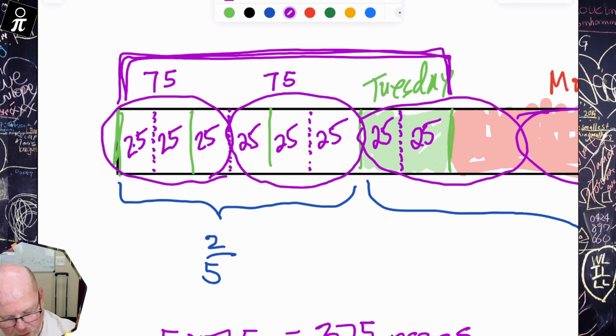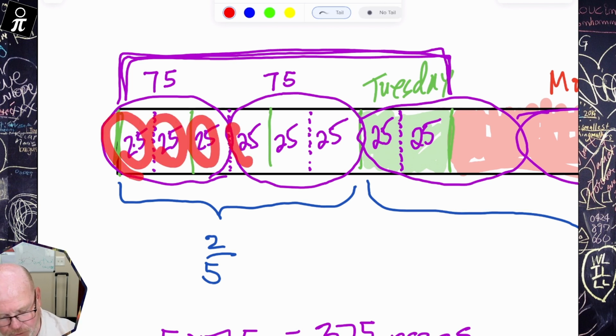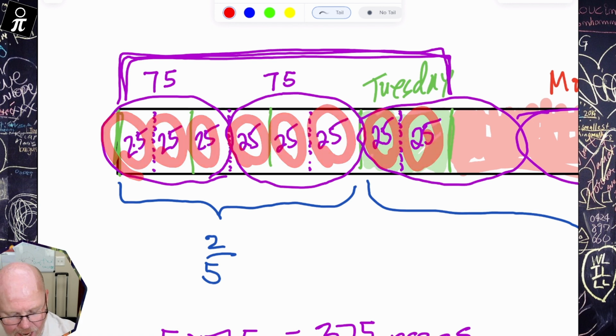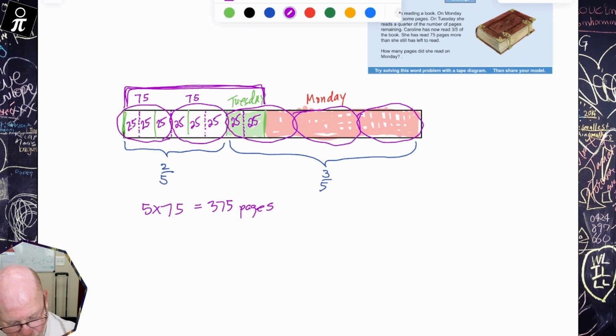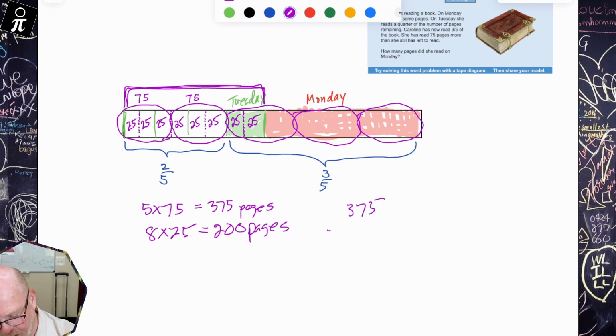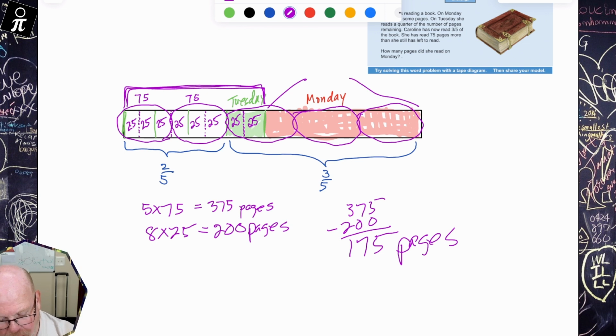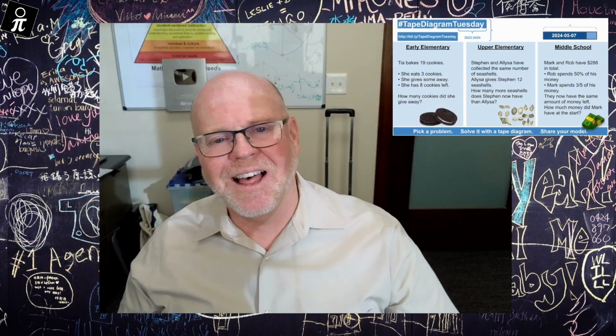So that's 1, 2, 3, 4, 5, 6, 7, 8. So 8 units of 25. 8 times 25, that's easy. That's 200 pages. So 375 take away 200 is 175 pages. That means this red part is 175. So on Monday, she read 175 pages. Wow, that was a lot. There was a lot going on.